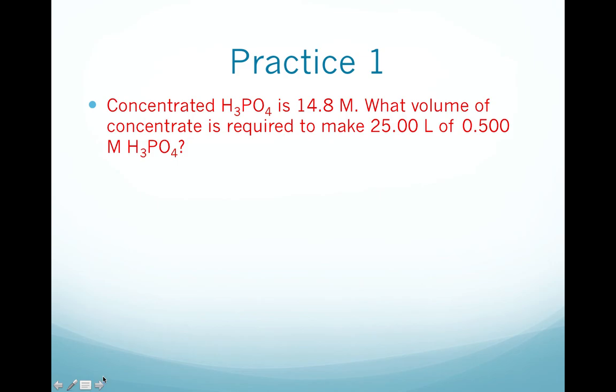If you would like to practice, here's a chance for you to practice and look at what volume is required. So we have concentrated H3PO4, which is phosphoric acid, has a concentration of 14.8 molar. What volume of this would be required to make 25 liters of 0.5 molar phosphoric acid? So you're going to set this up the same way, solve it the same way. I will post the answers on my website so you can have a chance to see if you're doing it correctly.